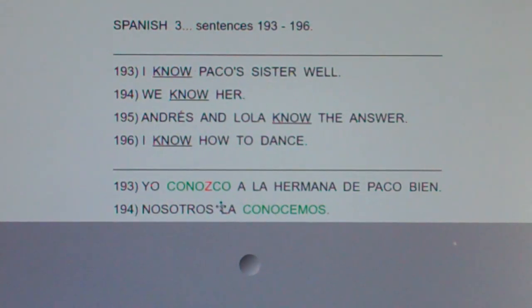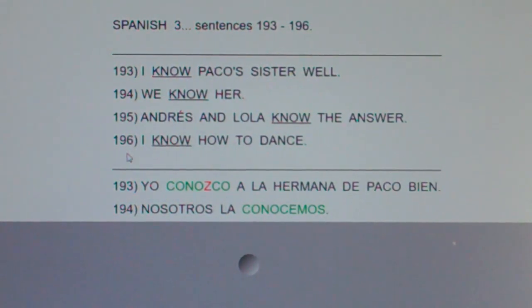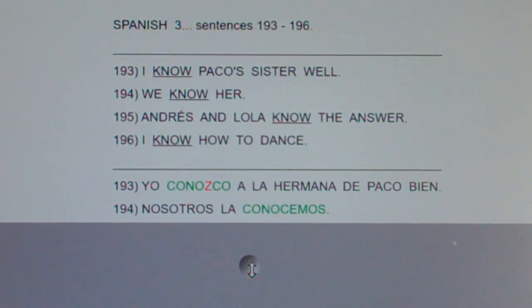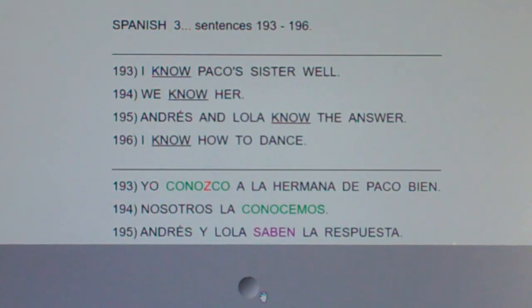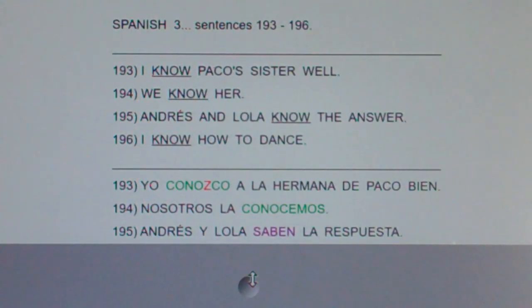195. Andrés and Lola know the answer. Andrés y Lola saben la respuesta.